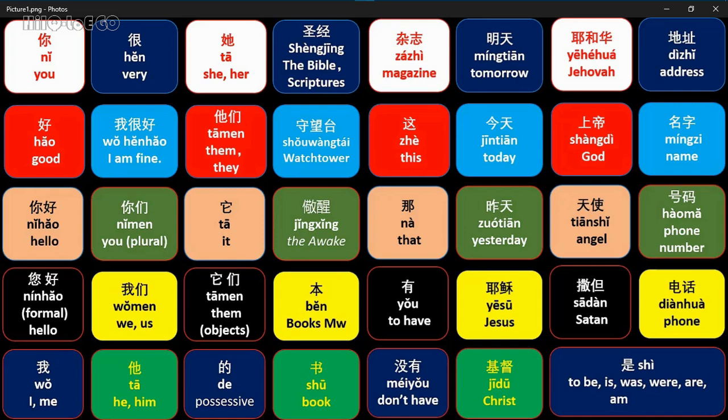The word for God, 上帝. And the possessive particle, 的. God's name, 上帝的名字. Wonderful. Your name, 你的名字. My name, 我的名字. Right.